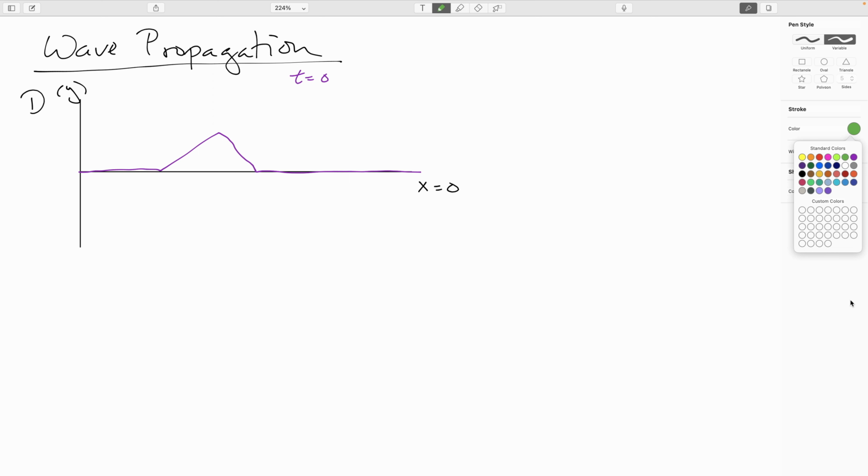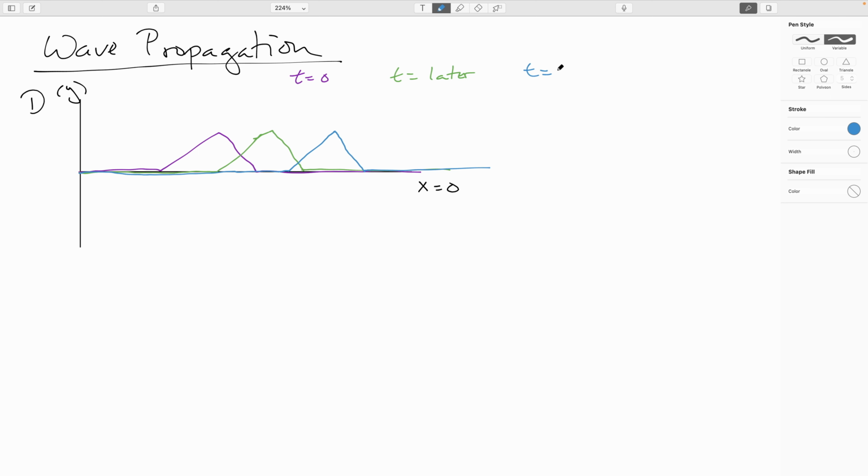At some later time, let's say instead of drawing it in purple, we draw it in green. Let's say our wave is moving to the right. Our pulse now might look, say, something like this. So I'll just say that this is t equals later. And then to just think about it even a little bit more, let's pick this blue right here. There we go. I'll say that that's at t equals even later.